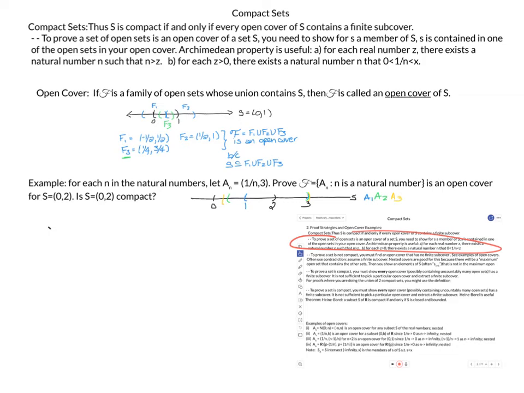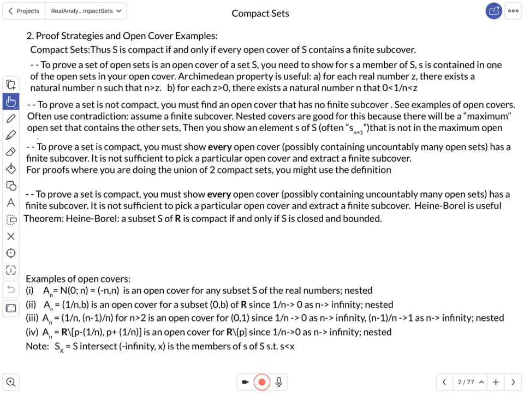We're going to return to the example where we have a family of open sets where A_n is equal to the open interval (1/n, 3). So remember, A1 was the interval (1, 3), which is in blue. A2 is the open interval (1/2, 3), which is in green. And then A3 is the open interval (1/3, 3) in yellow. And then we noted that as n gets large, on the left-hand side of the open interval, we're getting closer and closer to 0. So what we want to prove is that this family of open sets is an open cover for S. And then the next question we want to ask is, is S compact?